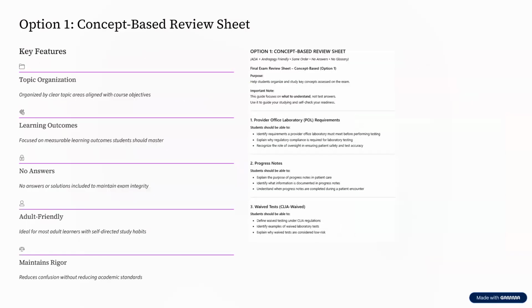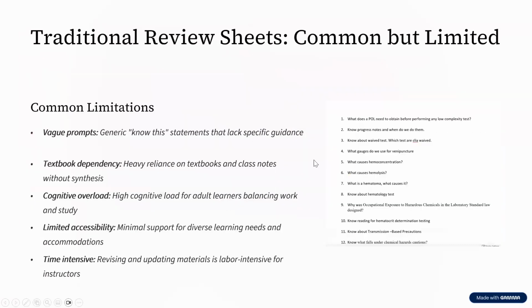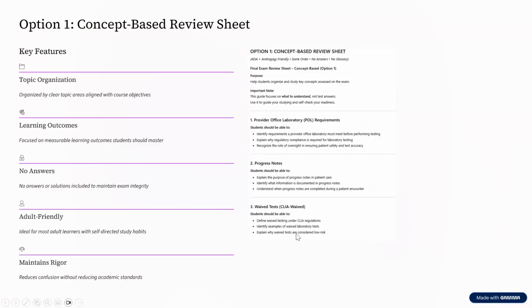Okay, this is a snapshot of what it looks like after AI has analyzed everything. We have key features here: topic organization, the learning outcomes. Again, there are no answers. It's adult friendly and maintains rigor. Do you see that? Look at this. This is what AI has spit out based on what I had a few slides ago. A few slides ago, this is what my review sheet looked like that I used to produce for the students. And this is what they will now get.